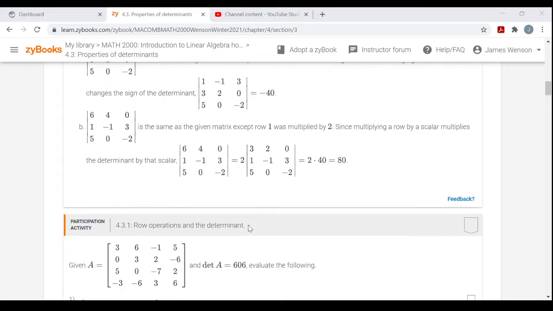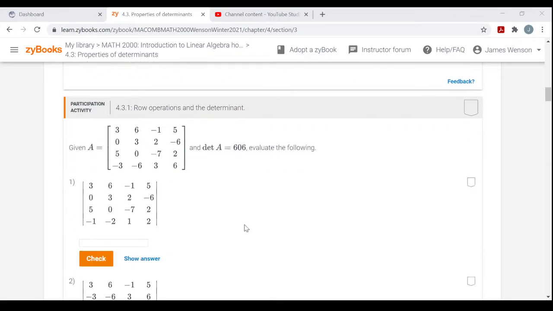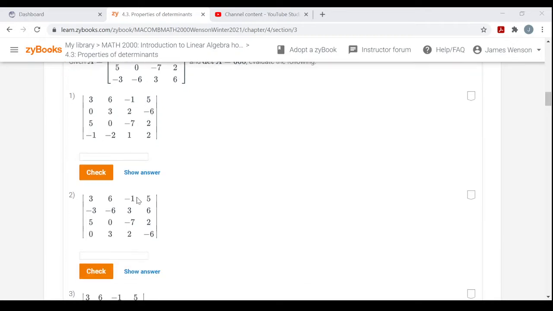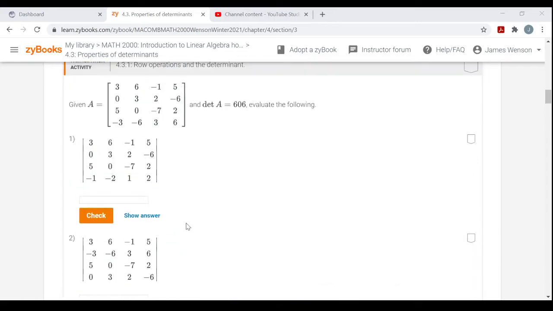Okay. So let's take a look at this. So here is a 4 by 4 matrix this time. Now they are telling us that the determinant of this matrix is 606. Now you could go through and do cofactor expansion or use your calculator, just to make it quicker, and see that the determinant of this matrix is 606. We're asked to find, well, if the determinant of this matrix is 606, what would be the determinants of these 4 by 4 matrices?